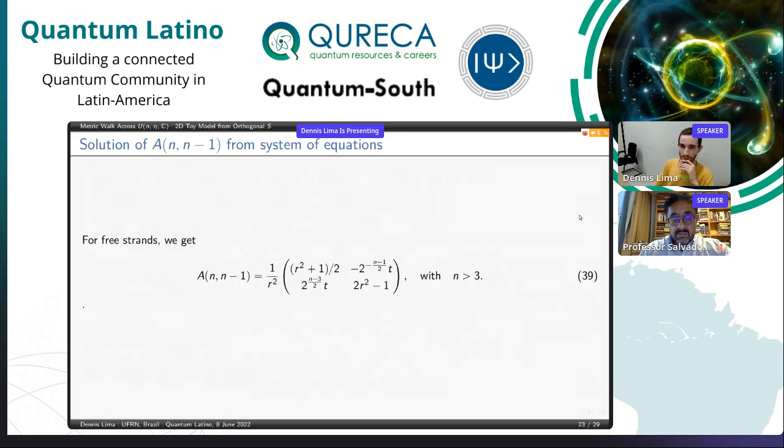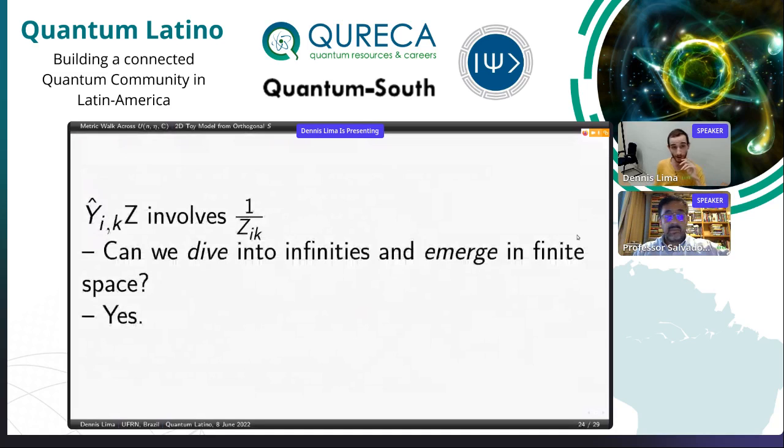By solving a system of stacked equations of stacked matrices along the diagonal for our larger system, we find this A of n minus 1 as the A matrix, such that if you multiply these A matrices, we can apply partial inversion and obtain the respective T matrix. Okay, that's a good point.